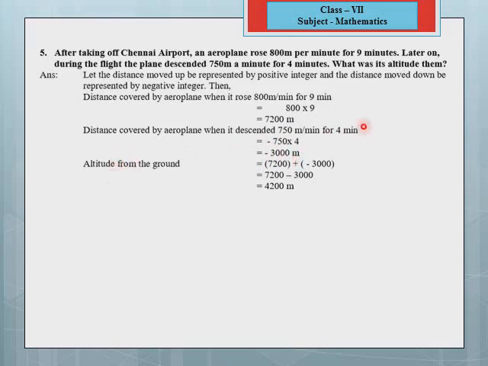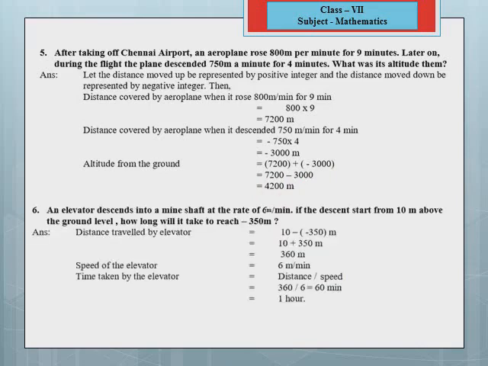This formula came from distance equals speed into time. Speed is 800 meter per minute, time is 9. So 800 into 9. Similarly here, minus sign came because it is descending down. So minus 750 into 4, that is minus 3000 meter. Altitude from the ground will be the addition of these two distances. 7200 plus minus 3000. You get 7200 minus 3000, that is 4200 meter.